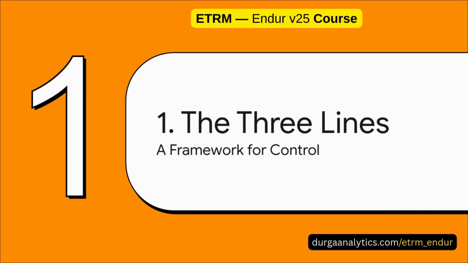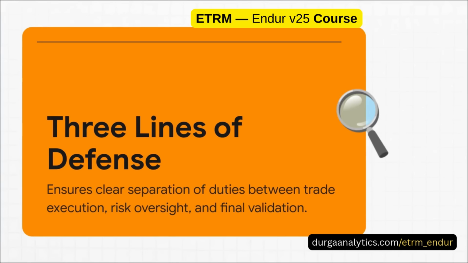First up, the 3 lines blueprint. Now, I want you to think of this not just as some org chart, but as the fundamental operating system for governance, risk, and compliance in the energy trading world. I mean, there's a reason it's the industry standard. So, what is this model, really? At its core, it's a simple but incredibly powerful idea. You absolutely cannot have the same people taking the risks, overseeing those same risks, and then validating the final results. It just doesn't work. By creating this kind of firewall between roles, you build a foundation of transparency and you kill conflicts of interest before they even have a chance to start.